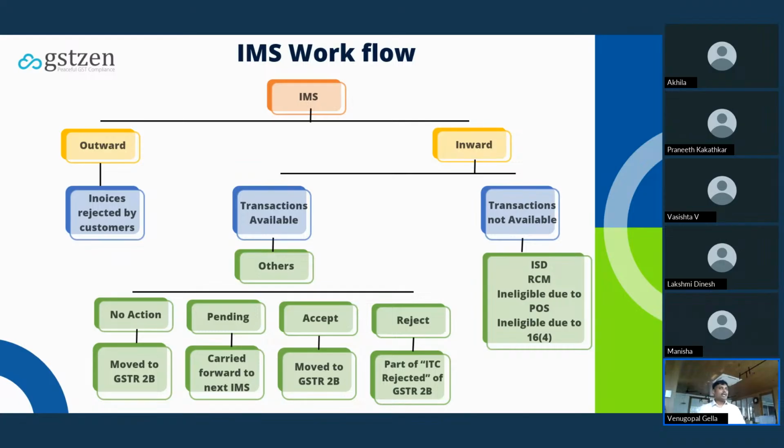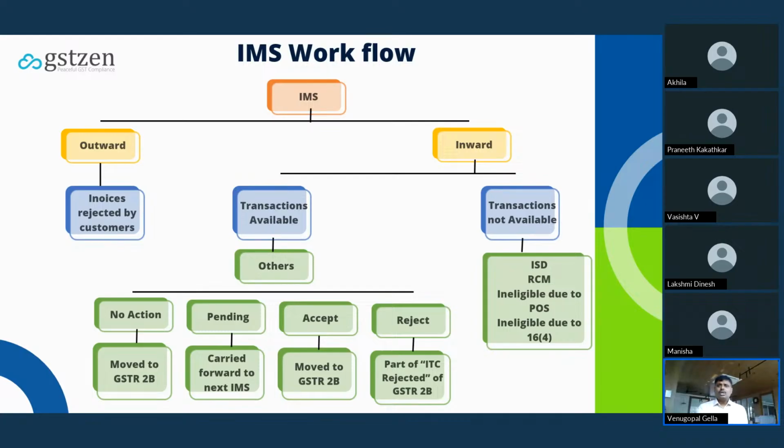Now, what are the actions that I can take? I can choose not to take any action also. By the way, that is called deemed accepted. I can keep it pending. I'll say I don't want to take credit now, but I don't know whether this credit belongs to me or not. Let me hold this transaction. That's called pending. Or I am saying that credit belongs to me, I will accept. Or I reject, saying that this credit doesn't belong to me.